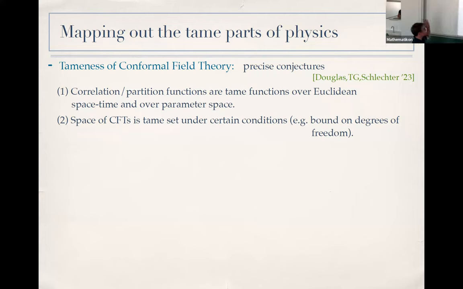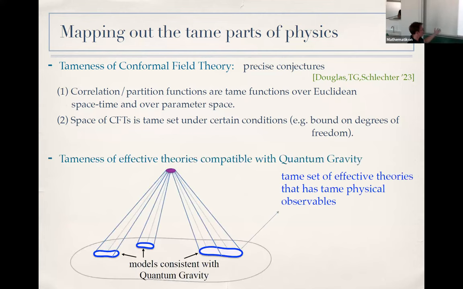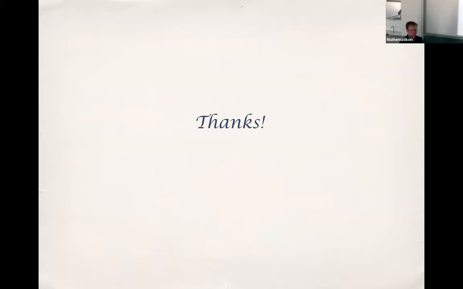We essentially stated our precise ideas about conformal field theories, which part of conformal field theory should be tame. And as I mentioned already before, we stated more or less precisely, because here the objects are not as well defined as in conformal field theory, what we expect from effective theories coming out of quantum gravity. And with this, I'd like to thank you very much.